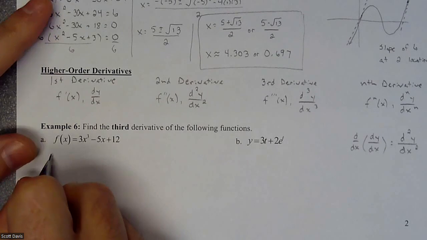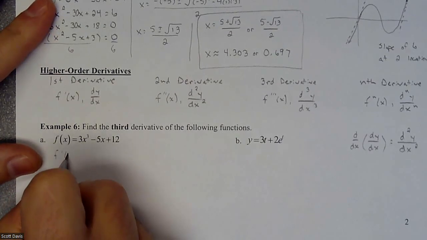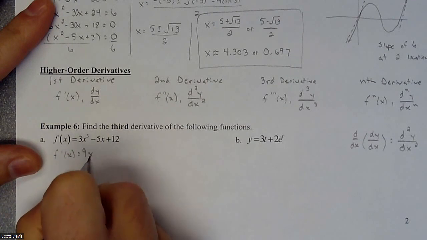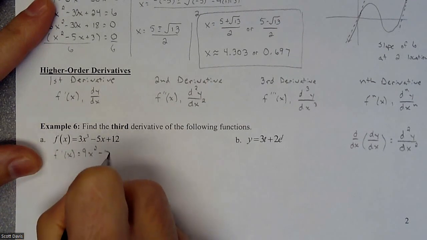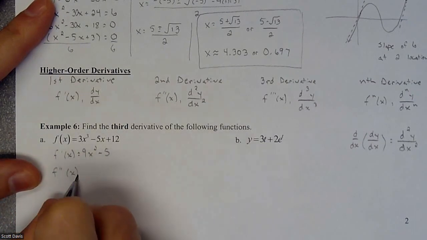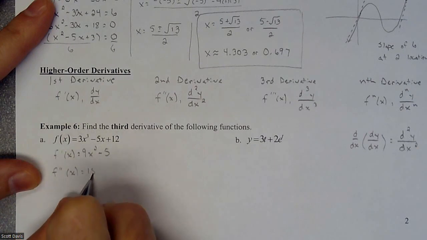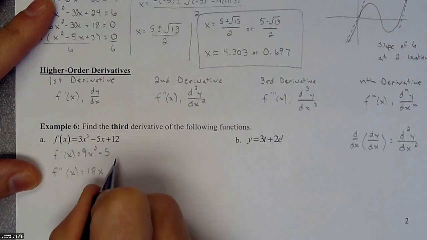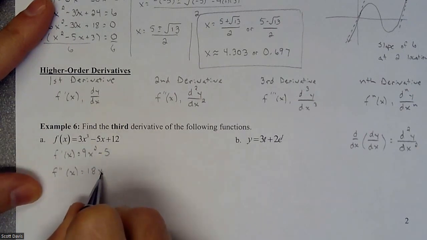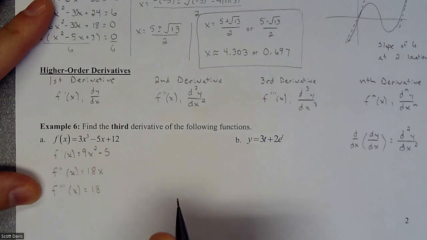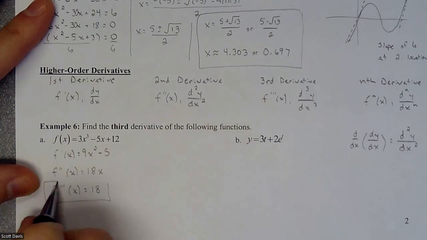So they're asking you to do the third derivative. We're going to do the first derivative, which is where the power is going to multiply. So that's going to be a 9x squared minus 5. And then if you did the second derivative, you're going to pull the power down. So that's going to be an 18x. Derivative of a constant is 0. That's why that 12 went away as well. So then you're just left with 18x. And then if you did the third derivative, you're just going to get an 18. All right, so there's your third derivative of that one.